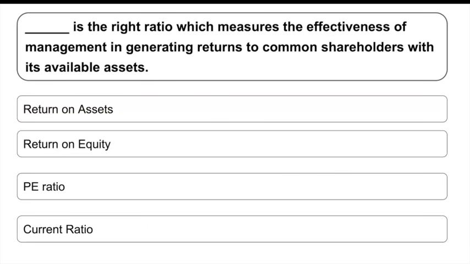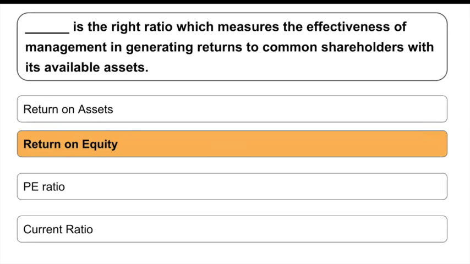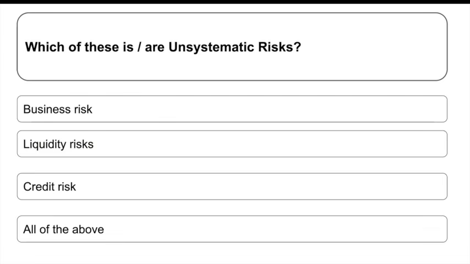Next question. Dash is the ratio which measures the effectiveness of the management in generating the return to common shareholders with available assets. So the correct answer is returns on equity. When you say returns on equity, that will be measuring the effectiveness of the management in generating the returns to the common shareholders on its available assets.